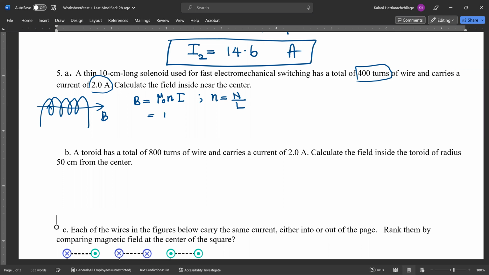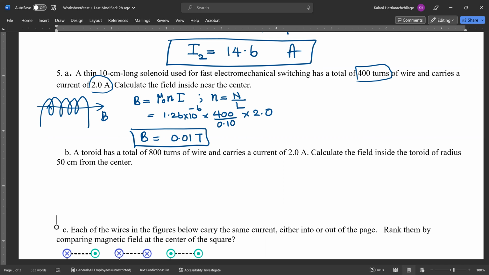Now, according to the given information, I will be able to write those in here. So mu naught, as we know, is 1.26 times 10 to the negative 6. And N over L is given as 400 turns, and L is 10 centimeters long, that means 0.10 meters. And times I is 2 amps. Now this will give you B, that will be 0.01 Tesla. It will be at the center of the solenoid.